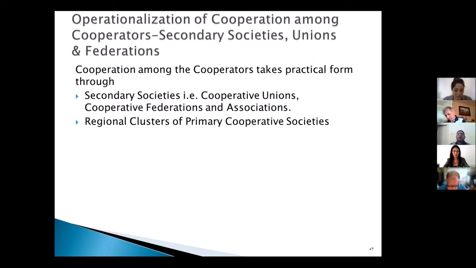Cooperation among the cooperatives takes practical form through secondary societies, that is cooperative unions, like the one which is under study. Cooperative federations like district cooperative federations and cooperative associations, and regional clusters of primary cooperatives like housing cooperative clusters. These are the kinds of secondary societies available in Pakistan.